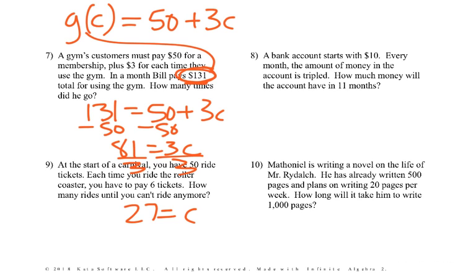Okay, a bank account starts with $10. Every month the amount of money in the account is tripled. How much money will the account have in 11 months? So, we've got a bank account, okay, and it's a month, so we'll go B of M equals, it starts with $10. We're tripling it every month.